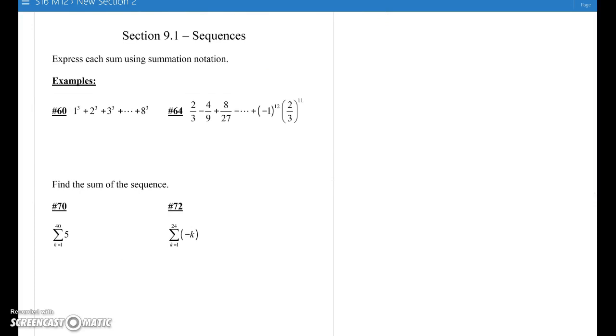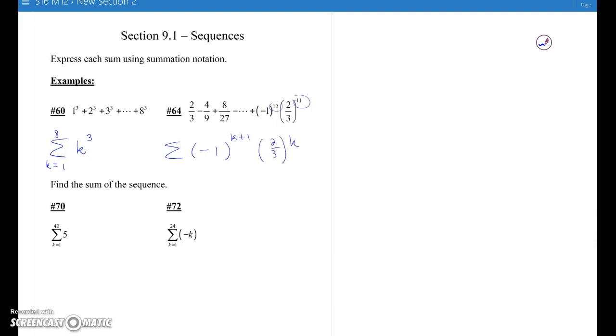Okay, so here's some more examples of sums that we need to try and write with summation notation. So it looks to me like the k is being cubed, and k is starting at 1 and going up to 8. Okay, then the second example, we're going to have alternating signs. So we're going to have negative 1 to the, let's see, it looks like whatever the power here is, the power on the negative 1 is 1 higher. So we're going to go k plus 1, 2/3 to the k. But we're going to have k go from 1, so that will make the first term positive, until k equals 11. And that will give us the same sum as what we're seeing there.